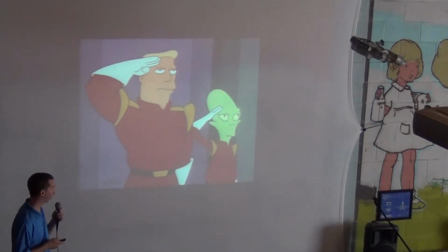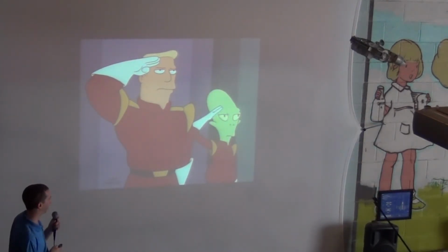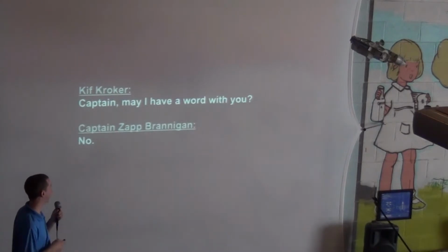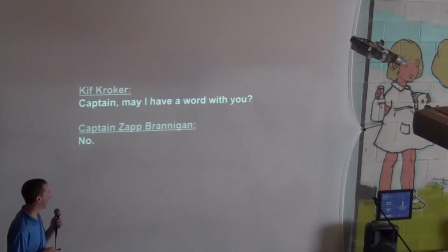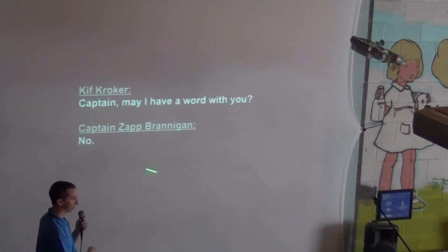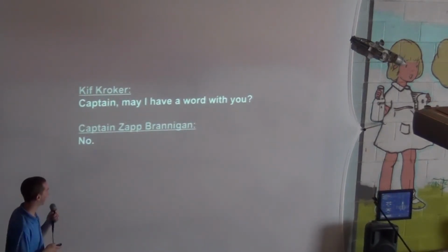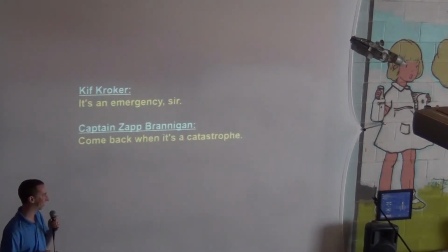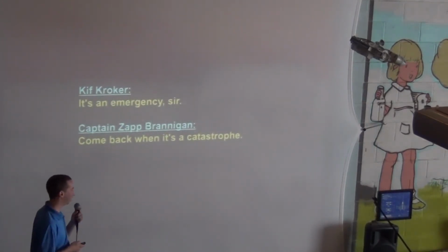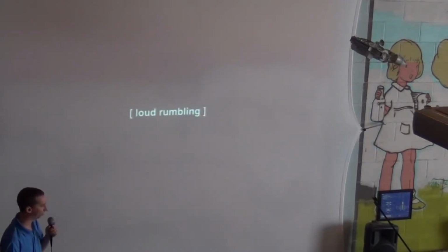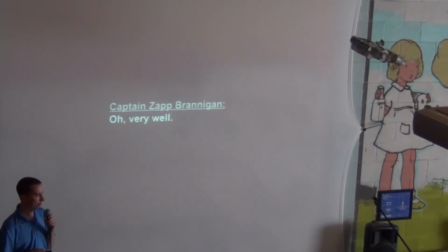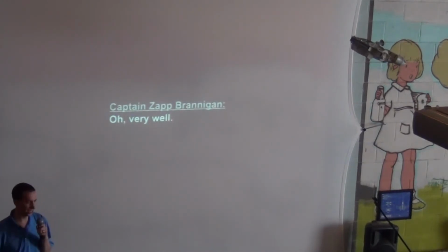So there's this great quote from Futurama from these two characters. I don't actually like Futurama, but this quote is amazing. So Kif says, "Captain, may I have a word with you?" Zap Brannigan says, "No." This should sound similar. I mean, this sounds similar to me in the sysadmin world. And Kif says, "It's an emergency, sir." Zap says, "No, tell me when it's a catastrophe and then get back to me." And then there's a loud rumbling noise. And then Zap Brannigan decides, okay, well now it's actually worth my time because something is going wrong. But there was no action until he was made aware that he's probably going to die if he doesn't address this situation.